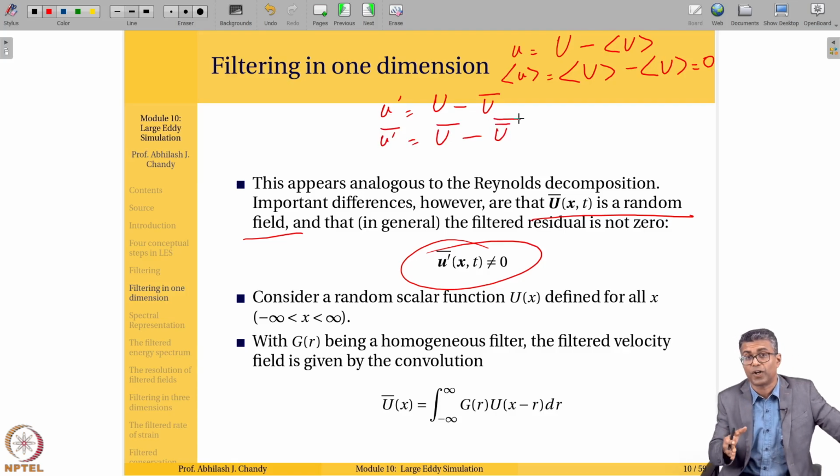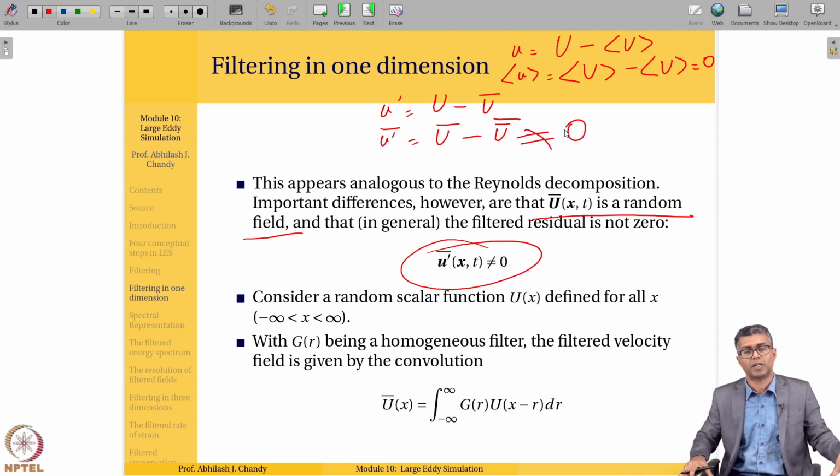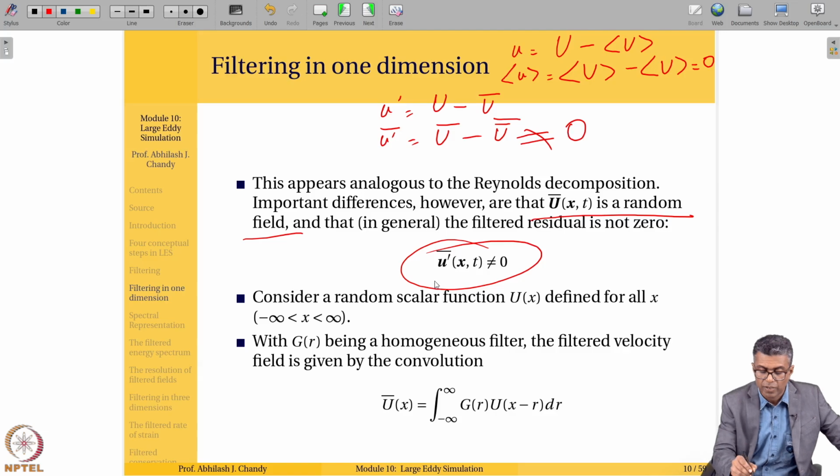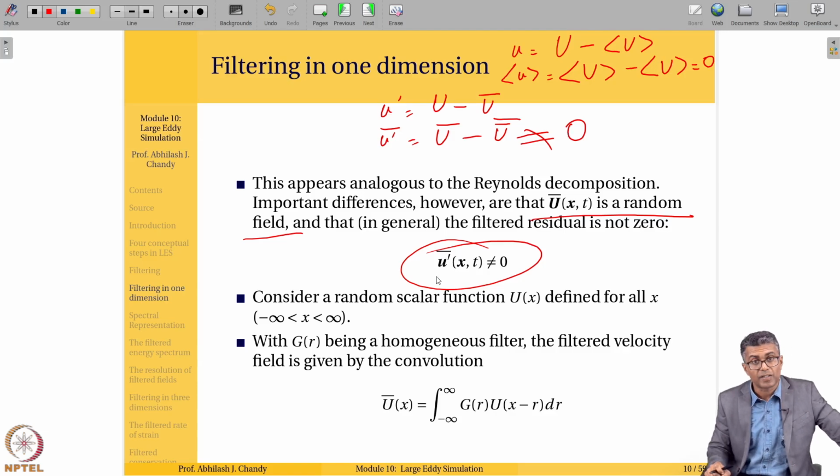So u filtered is a 3D random variable, which means u filtered filtered is not going to be the same as u filtered. This is u double filtered, which is again going to be another 3D random variable. This is non-zero. You take one random variable minus another random variable, you're not going to get 0. If you get 0, it's a coincidence. So in general, the filtered residual field is not 0. Okay, that's an important difference.